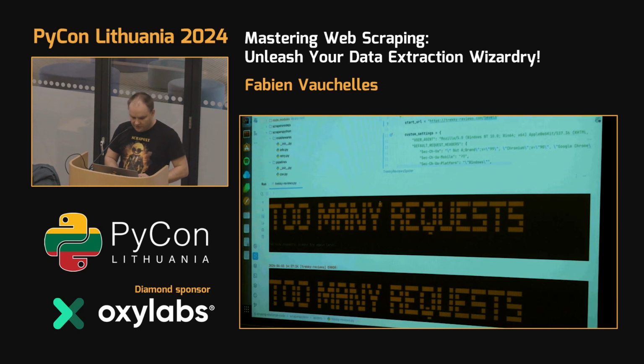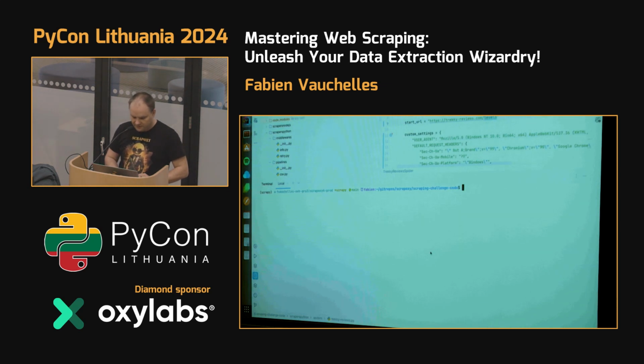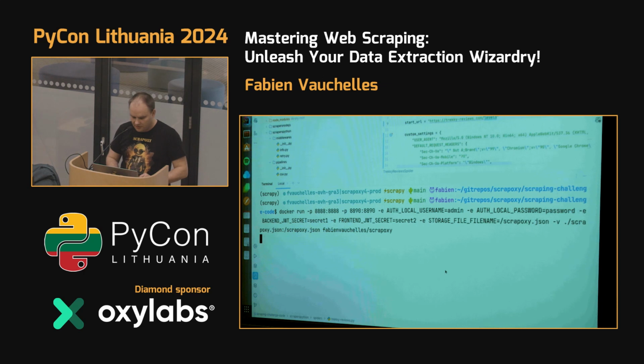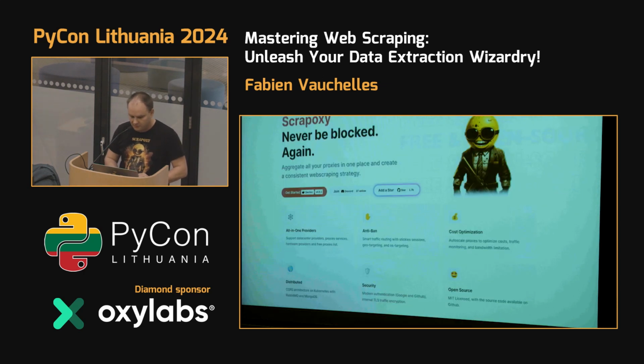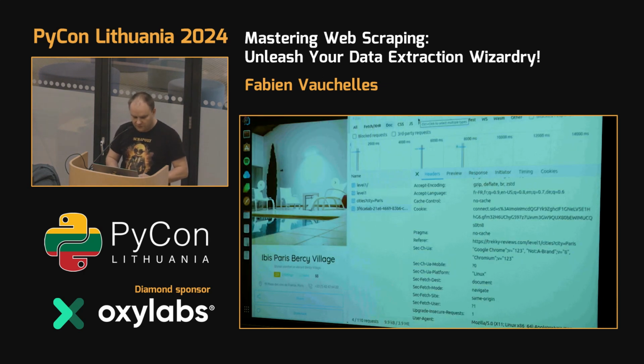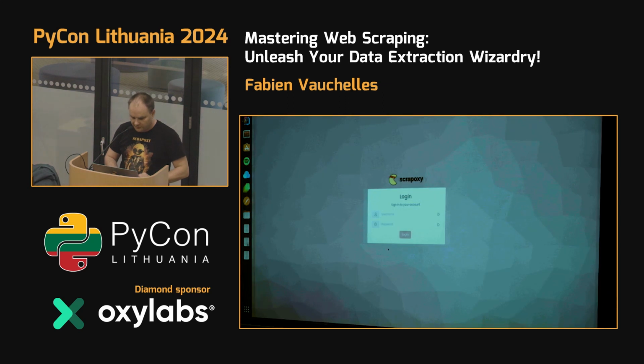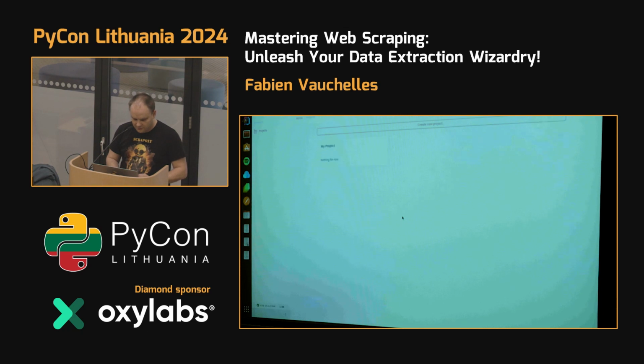So what I will do is just simply run Scraproxy. It's a command line, Docker line. Here you see, it's very simple. And it will run in a second. If I'm connecting to Scraproxy here, the UI, it's admin password, very secure.